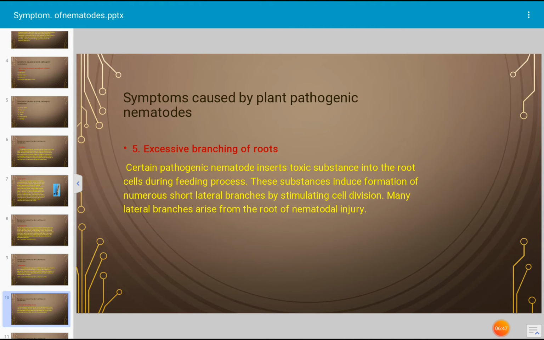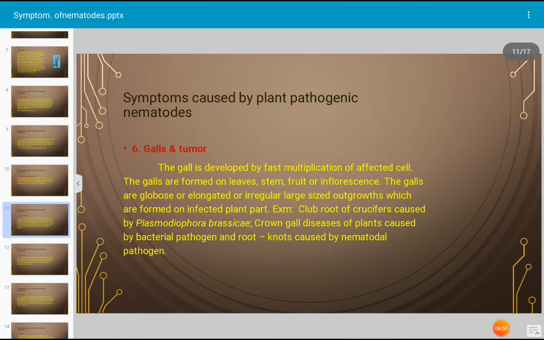Another type of symptom which is caused by nematodal pathogen is galls and tumors. The galls are developed by fast multiplication of affected cells. The galls are formed on the leaves, stem, fruits or inflorescence. The galls are globose or elongated or irregular, large-sized outgrowths which are formed on the infected plant part. An example is clubroot disease of crucifers, which is caused by a nematode. And crown gall disease of plants is a bacterial disease, while clubroot disease of crucifers is a nematodal disease.